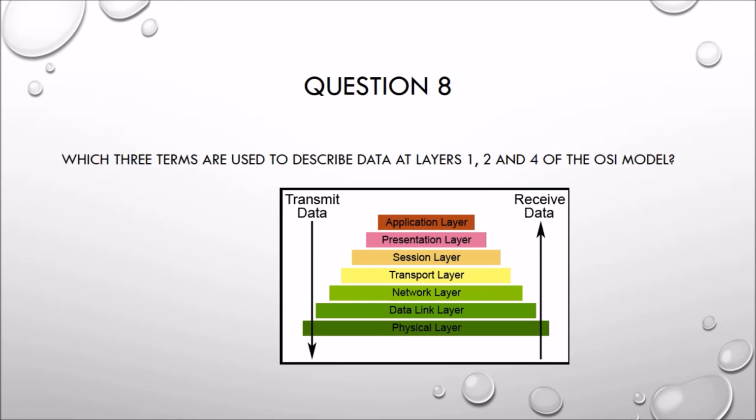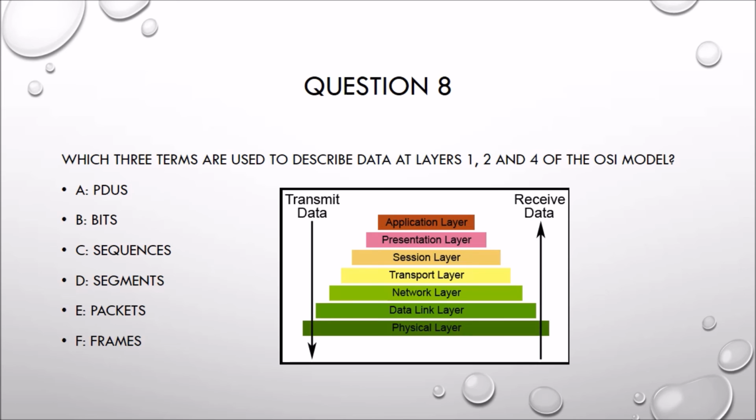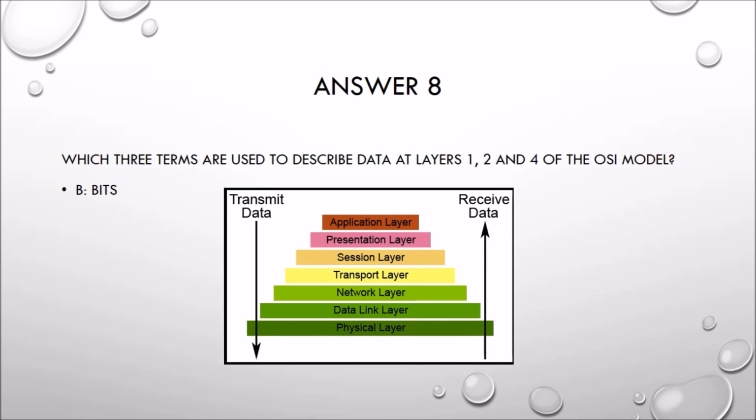Alright, next question. Which three terms are used to describe data at layers 1, 2, and 4 of the OSI model? This is another question that could be broken into multiple questions. Your options are PDUs, bits, sequences, segments, packets, and or frames. Data at layer 1 of the OSI model is referred to as bits. At layer 2 of the OSI model, it's referred to as segments. And at layer 4 of the OSI model, it's referred to as frames. So those are your answers.